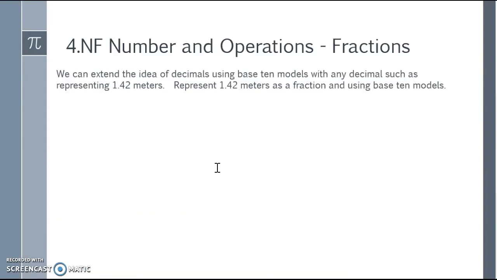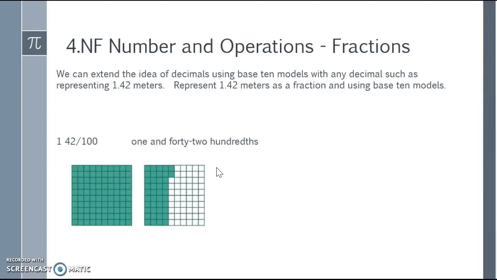We can extend the idea of decimals using base 10 models with any decimal such as representing 1.42 meters. Represent 1.42 meters as a fraction and using base 10 models. As a fraction would be 1 and 42 hundredths. So one full base 10 block flat would need to be there, plus a portion of a second one, particularly 42 little units highlighted.